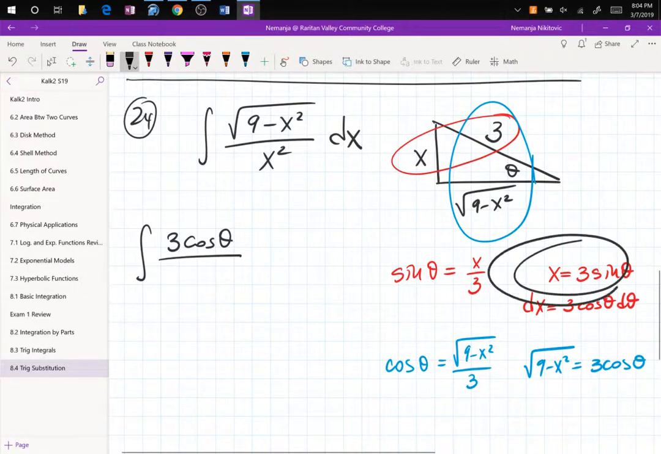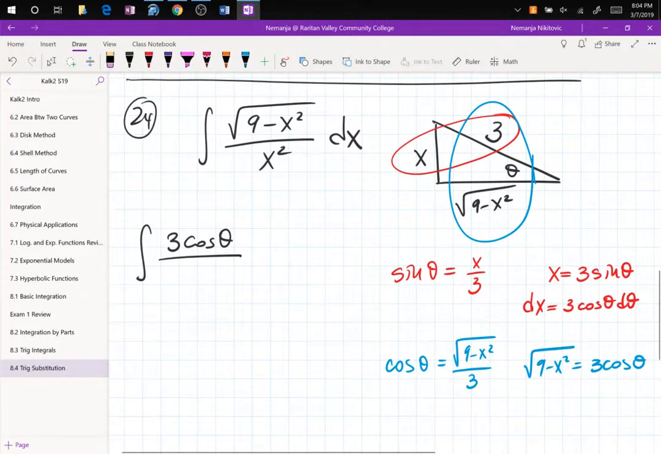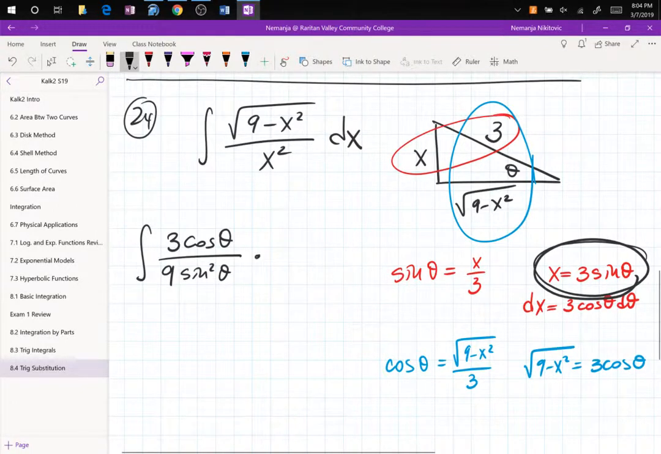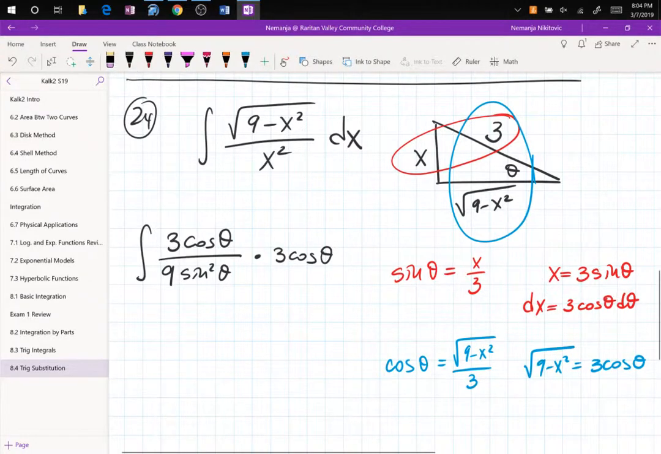Right here, you have a single x, but the formula for the integral has x squared, so you are squaring it into 9 sine squared theta, times dx, which is 3 cosine theta. So let me write this. This is your blue square root, this is your red x, and this is your red dx. There we go, color coded.